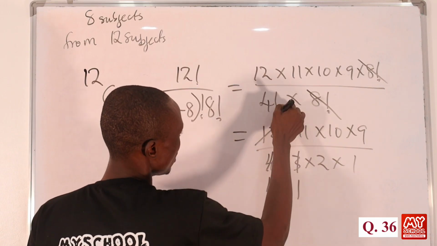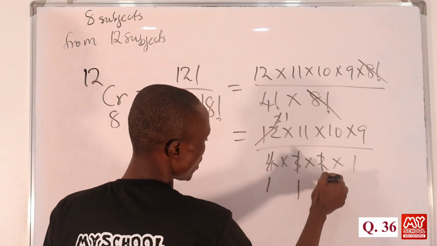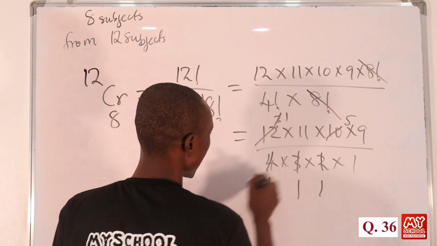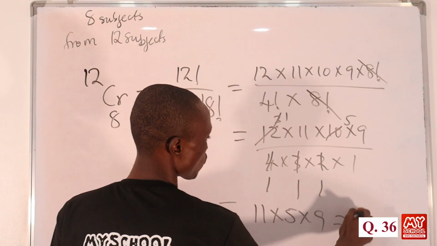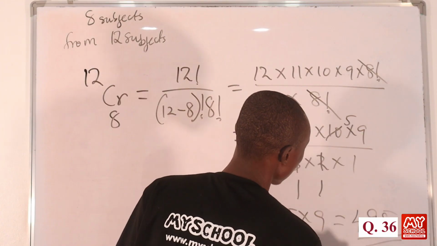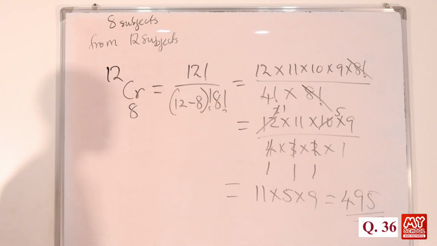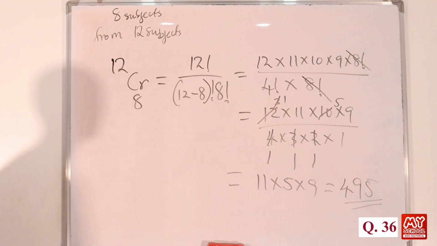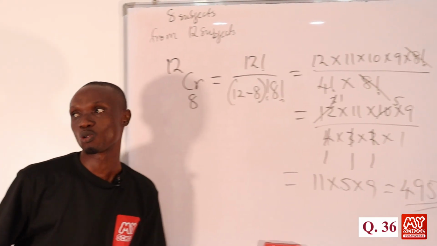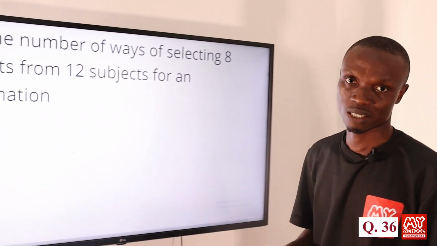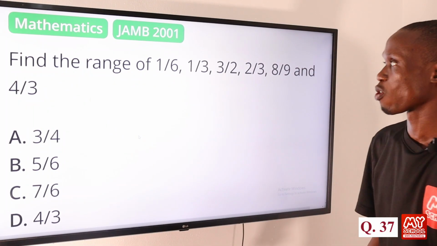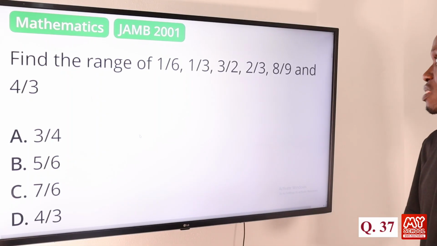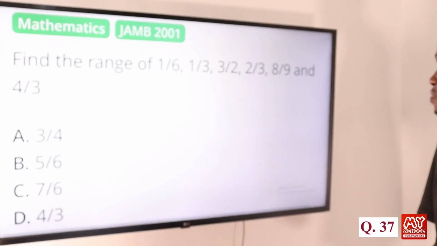So 4 here is 1, 4 here is 3. 3 here is 1, 3 here is 1. 2 here is 1, 2 here is 5. So at the end of the day, we have 11 times 5 times 9, and that will be equal to 495 ways. So there are 495 ways of selecting 8 subjects from 12 subjects. Let's return to the screen to pick the correct answer, and that is option B, 495.